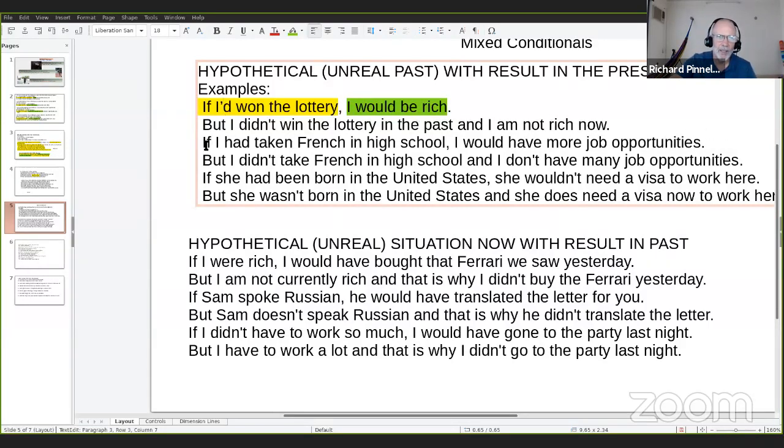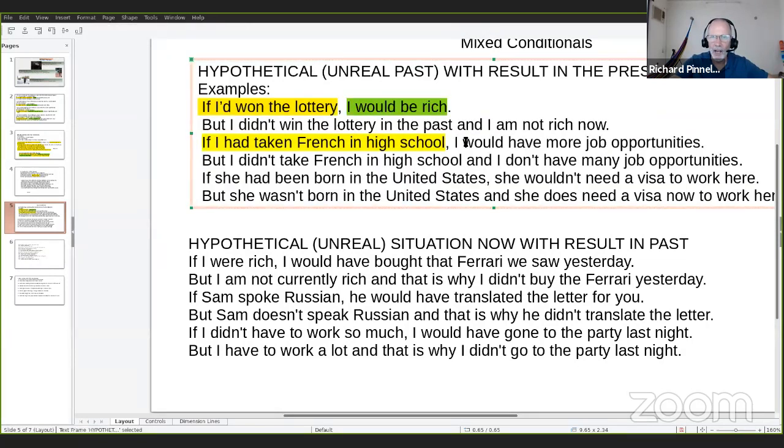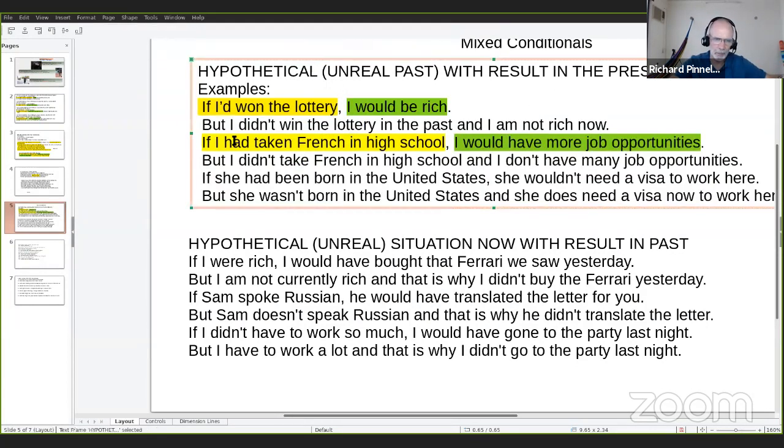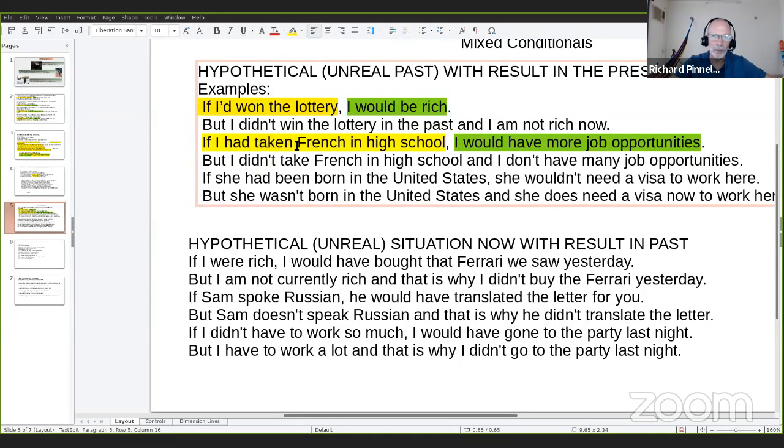That's the reality. If I had taken French in high school, past situation when I was in high school many years ago, I would have more job opportunities now. So again, this part has the had plus the past participle because it's talking about an imaginary situation in the past. But here it says would plus have, not would have had. That's for the past. It's just would plus have. The real situation: I didn't take French in high school and I don't have many job opportunities now.